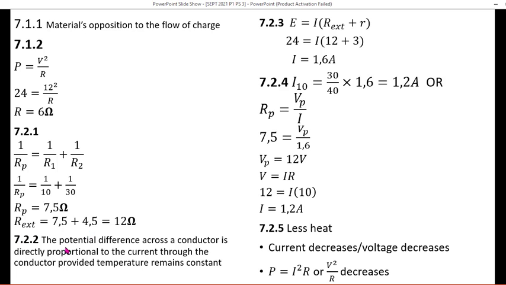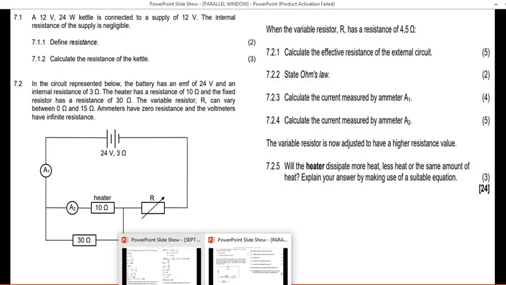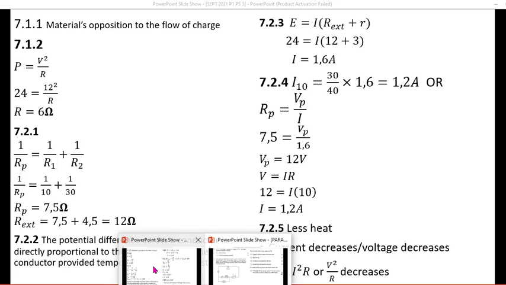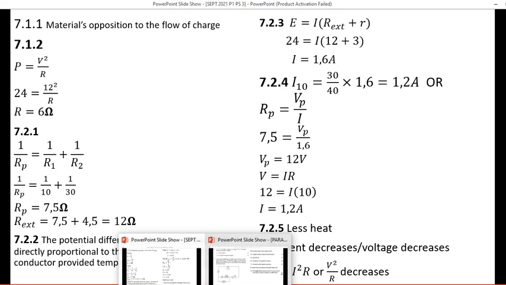Then we look at the next question. It says state Ohm's law, and this one is a statement of a law. We just state it as it is: the potential difference across a conductor is directly proportional to the current through the conductor, provided temperature remains constant.